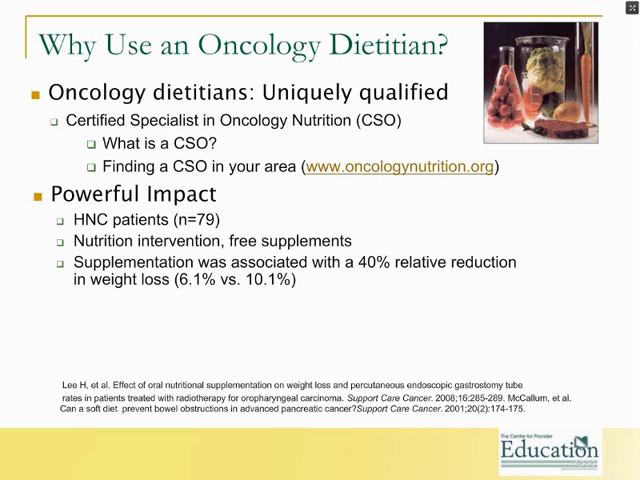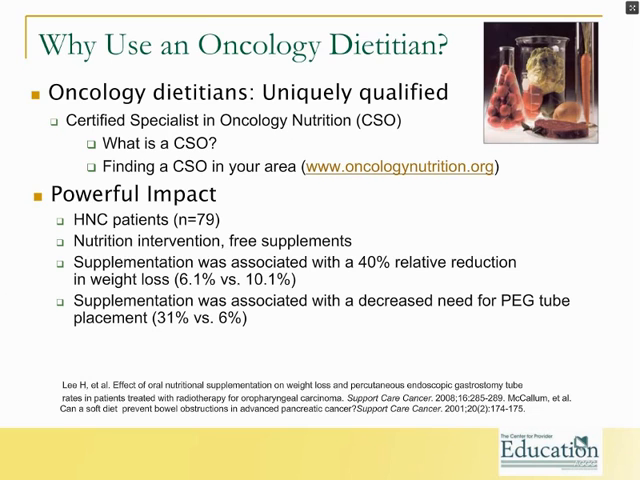Patients were provided with free supplement, and it was Ensure Plus in this case. The patients that received the free supplement had a 40% relative reduction in weight loss, 6.1% compared to 10.1% for those that did not receive the supplements. It also was associated with a decreased need for PEG placement, 6% versus 31% in the patients that did not use the free supplement.